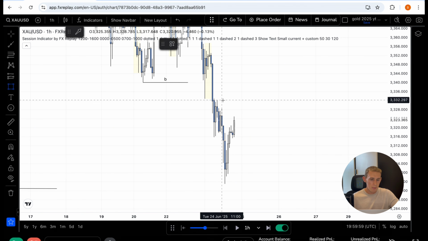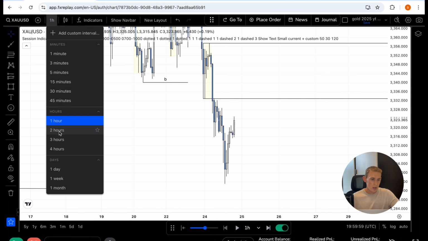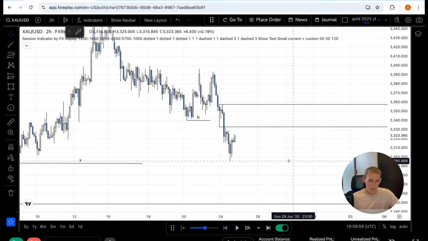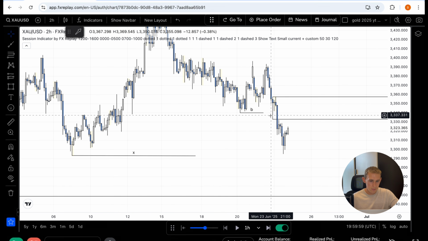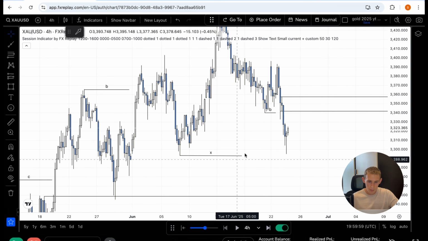Maybe if we can see a move up into the supply. Probably can refine this a little bit as well. Maybe to this area. What does that look like on 4 hour?